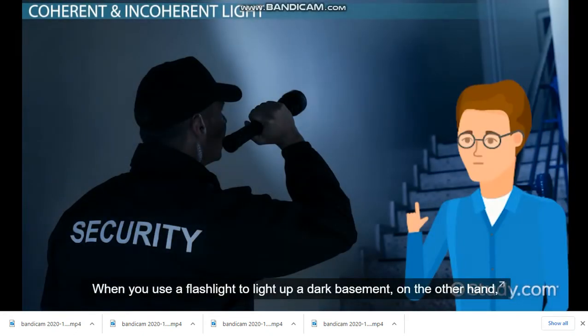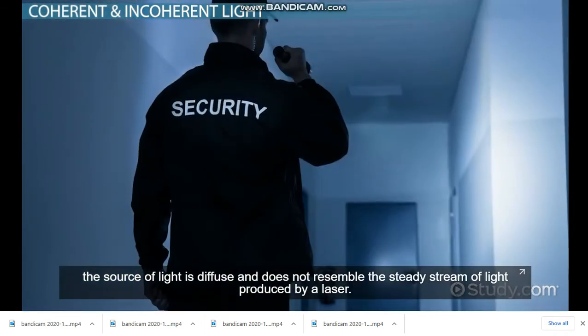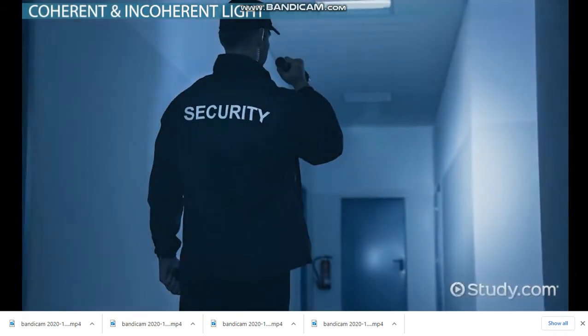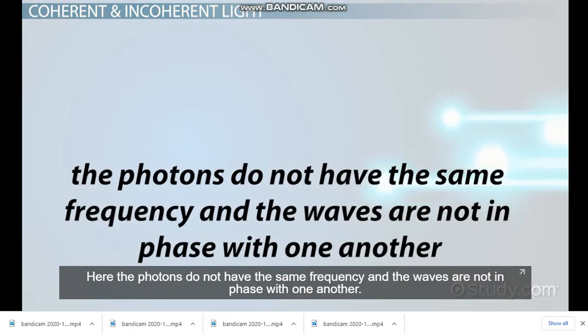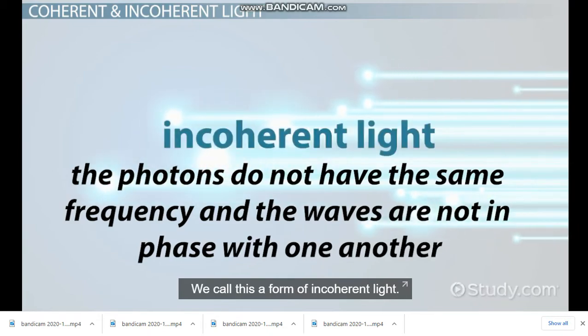When you use a flashlight to light up a dark basement, on the other hand, the source of light is diffused and does not resemble the steady stream of light produced by a laser. Here, the photons do not have the same frequency, and the waves are not in phase with one another. We call this a form of incoherent light.